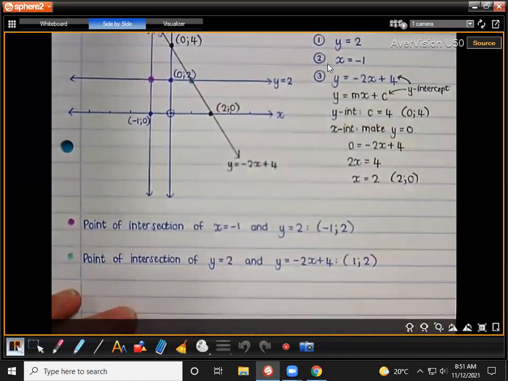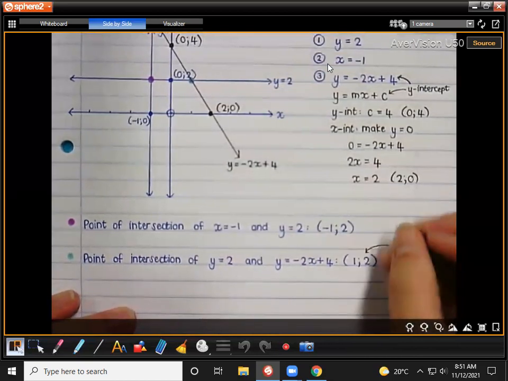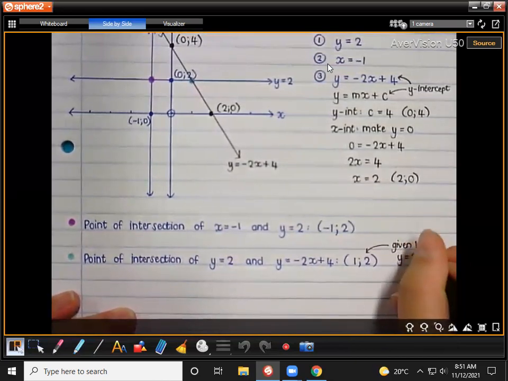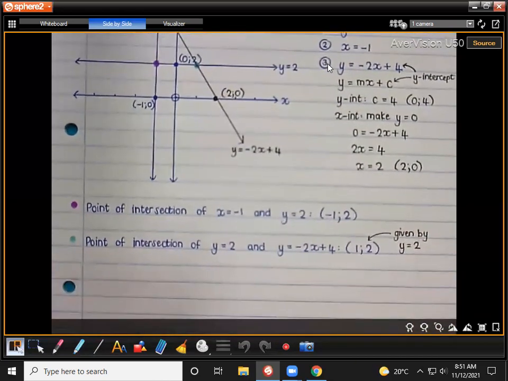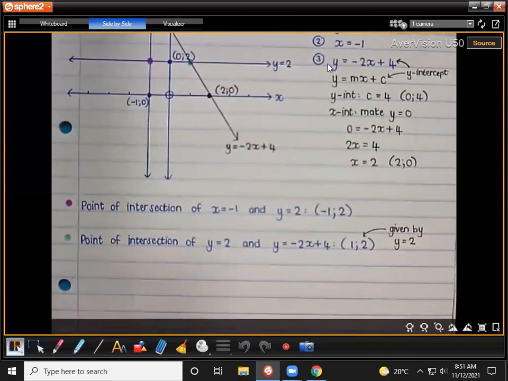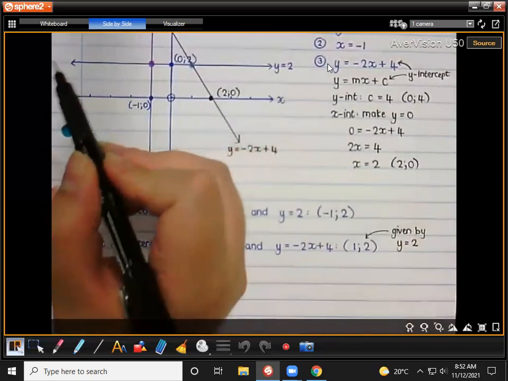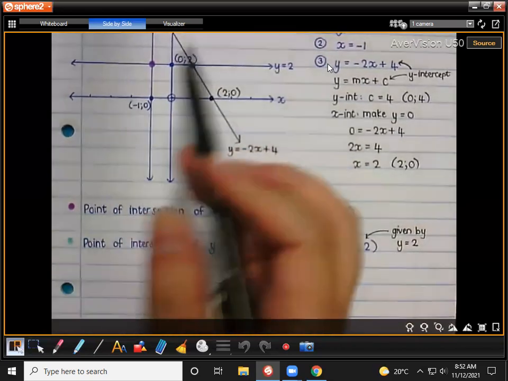This y value here is given by y equals 2, given by that equation. That equation is literally telling us y is equal to 2, right? So the y value of every single point on that line, guys, is going to be 2, right? And I think we did discuss that right at the beginning when I showed you how to draw these graphs.